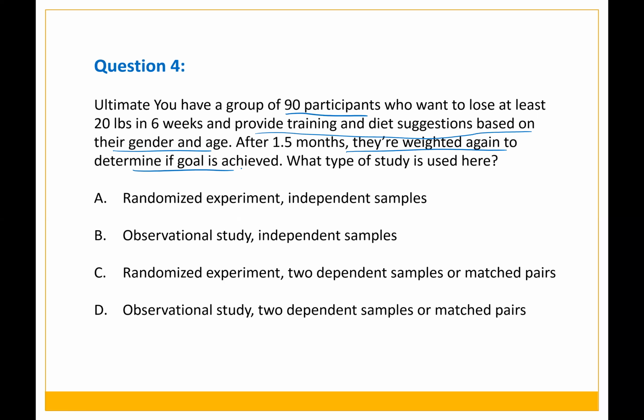But one thing you need to think about is, for an experiment, you need randomization. Here, they receive training and diet based on their gender and age, something that you cannot randomly assign, which means it doesn't satisfy the conditions for a randomized experiment. So it's an observational study, which makes the answer D, observational study, two dependent samples or matched pairs.